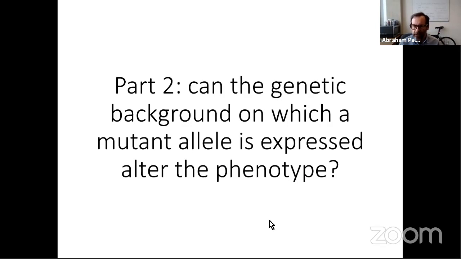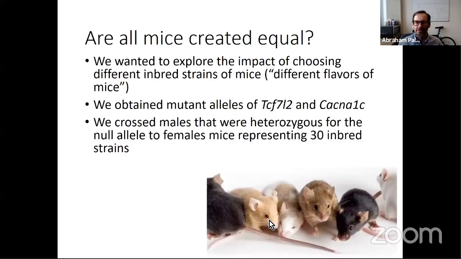So I've introduced now the idea of using an animal model to study a particular gene. But I want to point out that the genetic background, that is the particular inbred strain on which a mutant allele is expressed, is a critically important decision. It's hard to know which inbred strain to choose a priori, but it can potentially have a big impact on the phenotype that's observed. And so really we can ask the question, are all mice created equal?